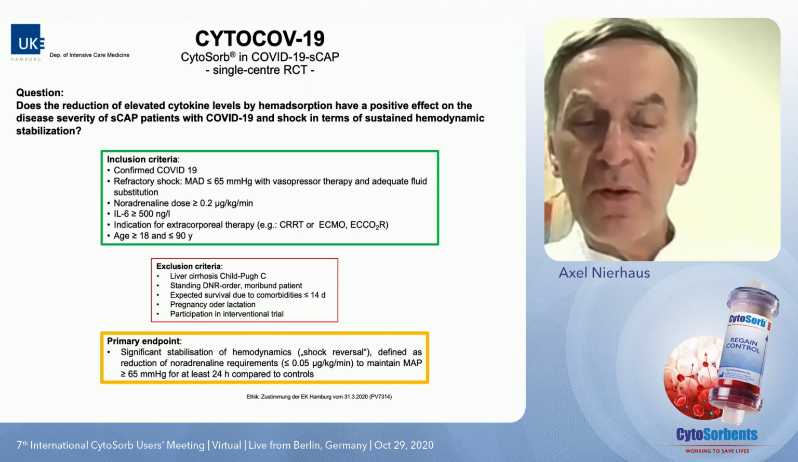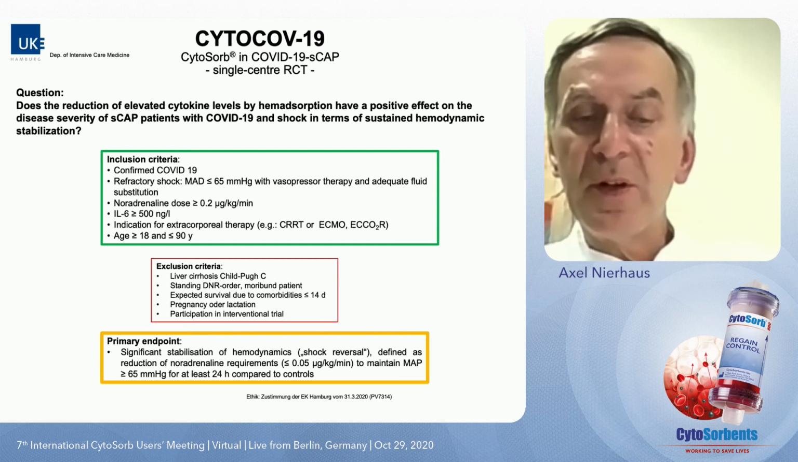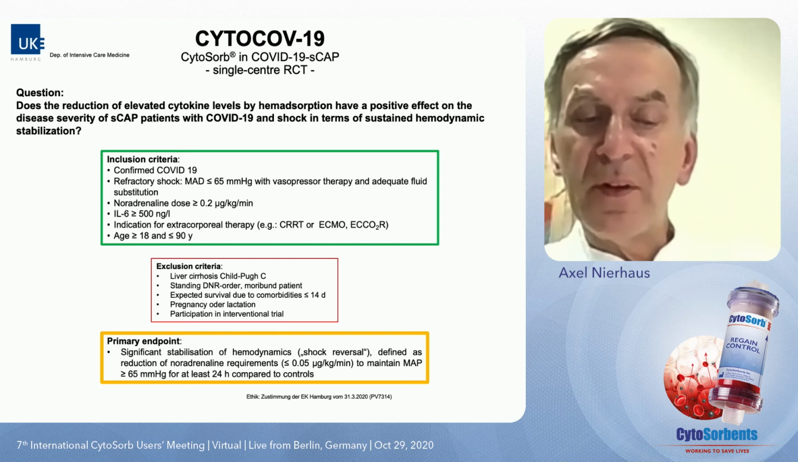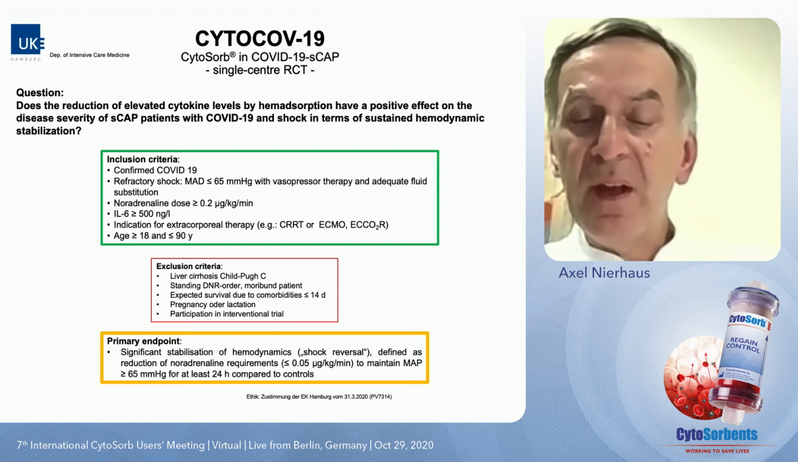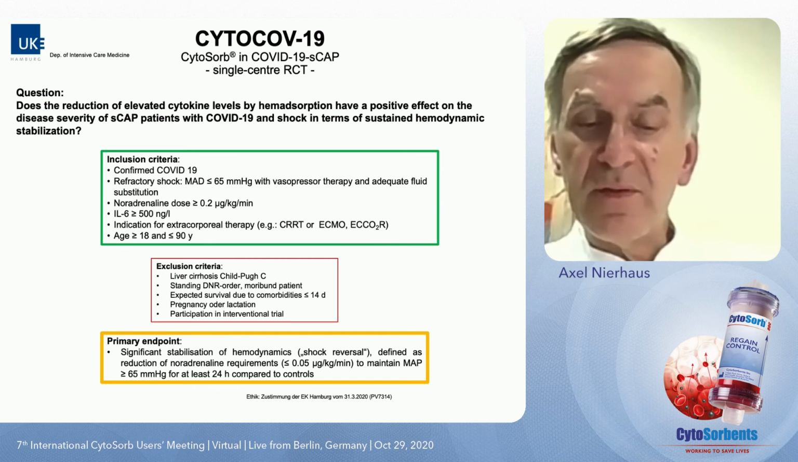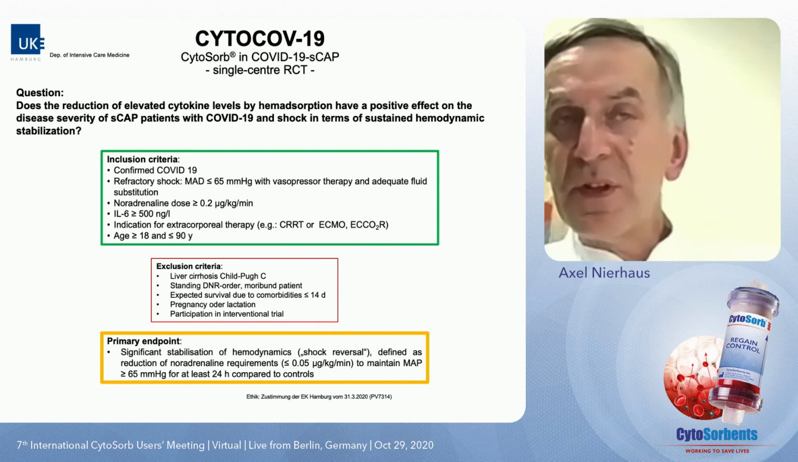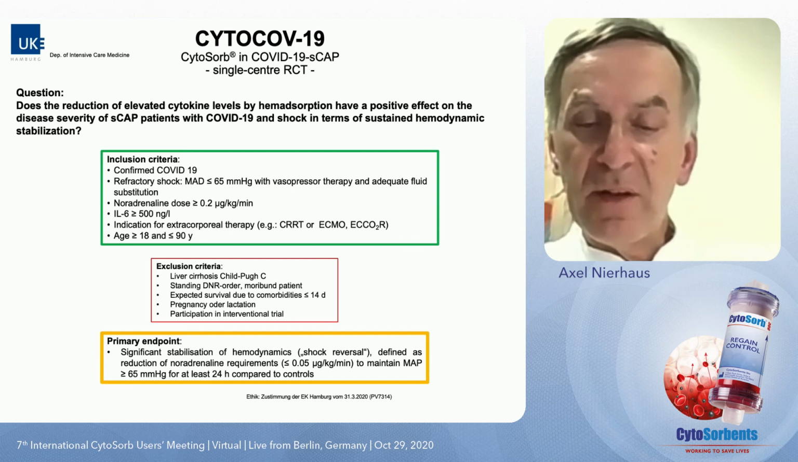And this is our protocol, or part of it. We included only patients with confirmed COVID-19 infection who were in refractory shock with vasopressor therapy, who had a rather high dose of noradrenaline above 0.2 micrograms per kilo per minute, and who had an IL-6 of above 500 nanograms per liter. They also had to have either CRRT or ECMO for extracorporeal treatment, and had to be above 18 and below 90 years of age. There are some exclusion criteria you can read on the slide.